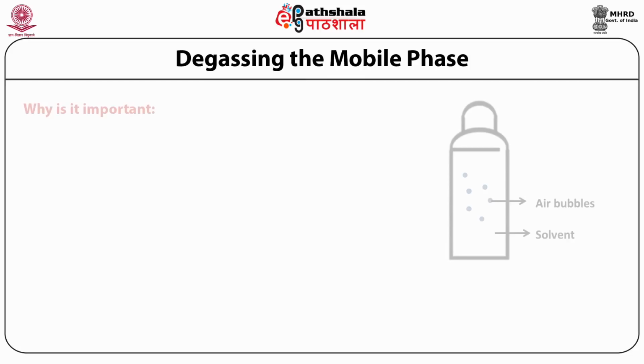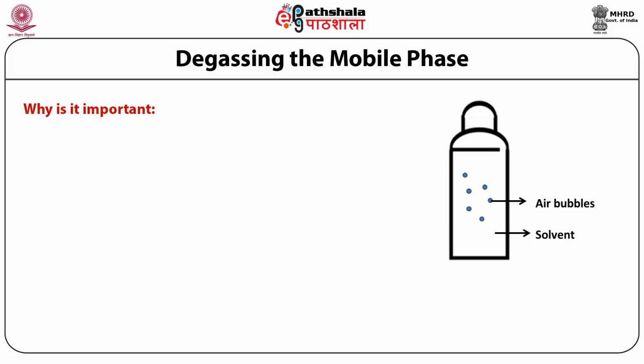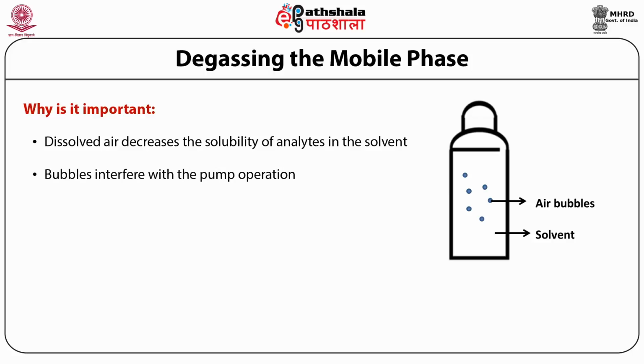Degassing the mobile phase. Degassing is an important action performed prior to mobile phase delivery into the HPLC system. Solvents remain in contact with the atmosphere and therefore essentially contain an equilibrium level of dissolved air. When solvents are mixed, bubbles are formed due to dissolved air, which can interfere with the pump operation and sensitivity of detectors. Also, the solubility of analytes in air saturated solvents is lower as compared to the pure solvents. Degassing of the solvent before its entry into the pump can resolve all these issues.